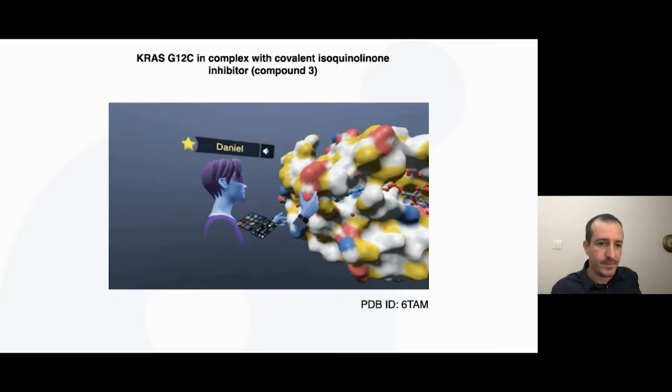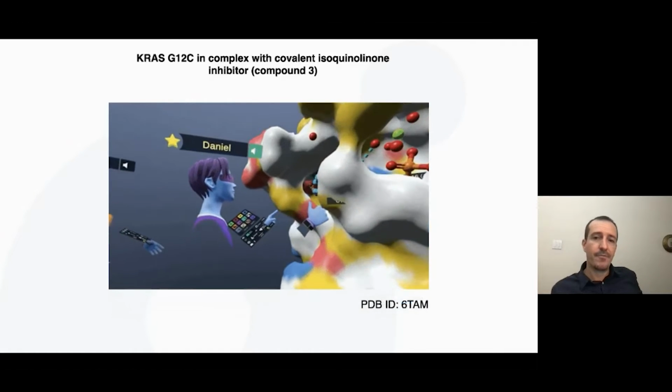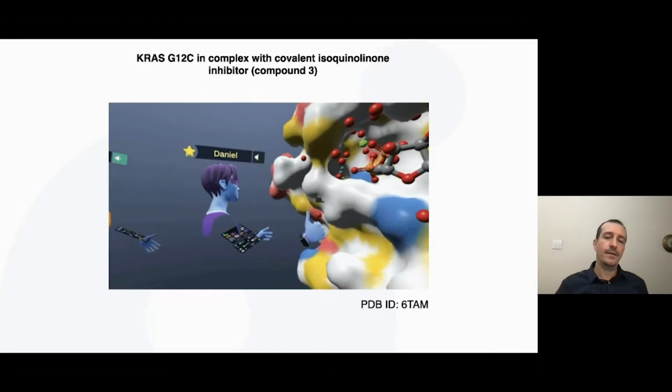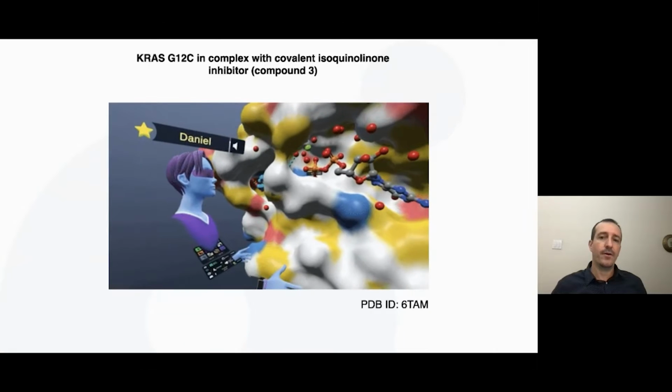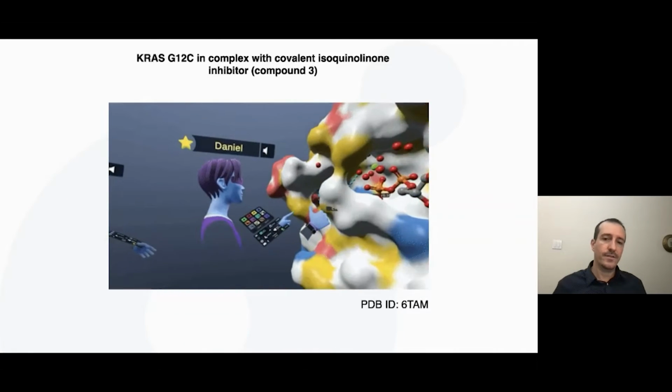And this is part of the same session, just showing the surface of the KRAS and grabbing the molecule, scaling it, and taking a look at the exterior of the binding pocket. We have the GDP on one side and the inhibitor on the other side.